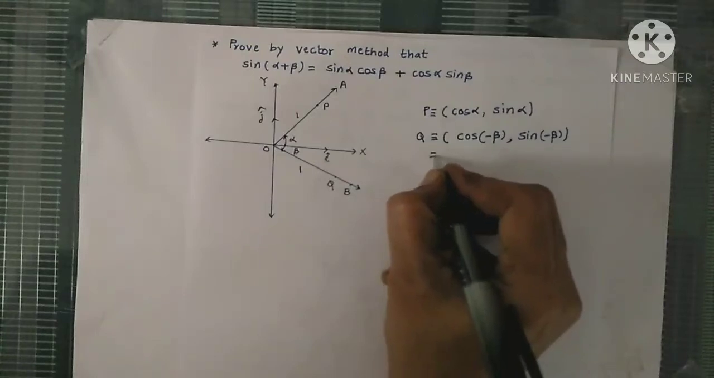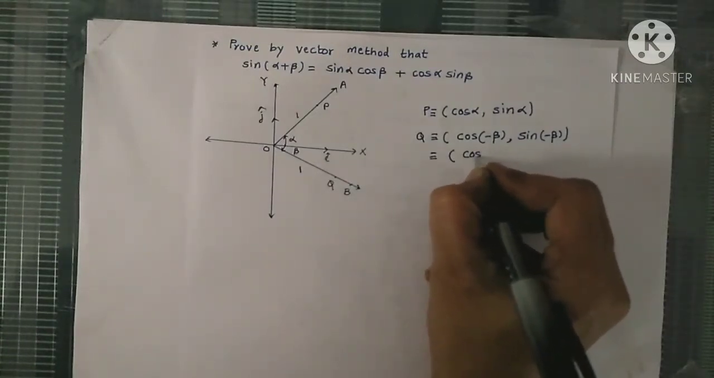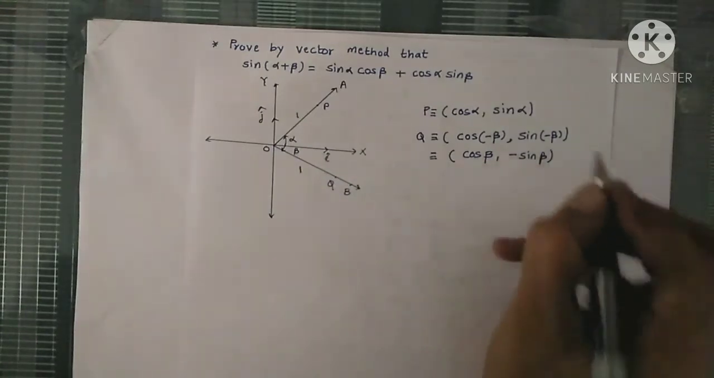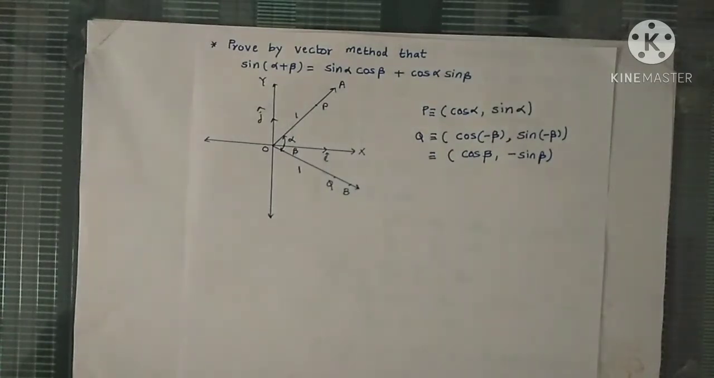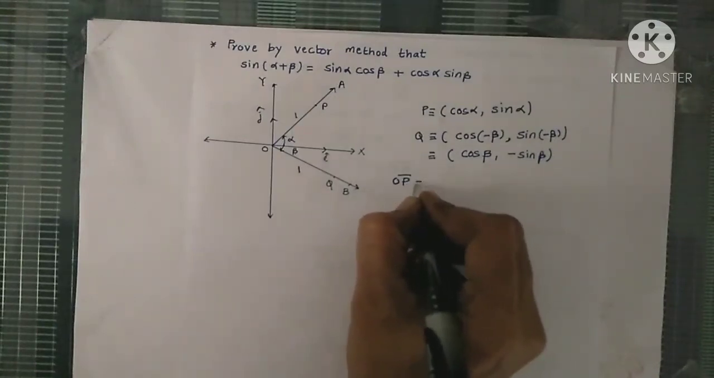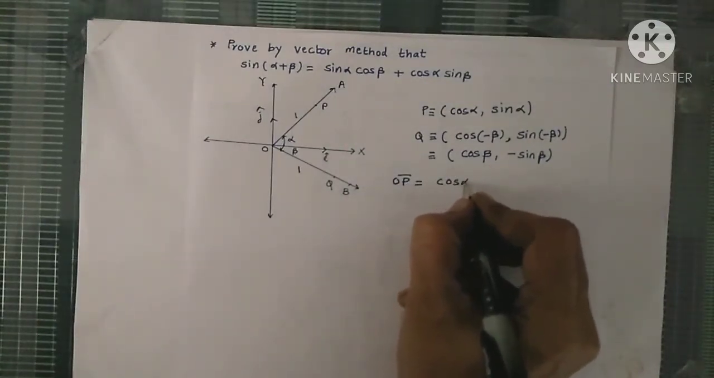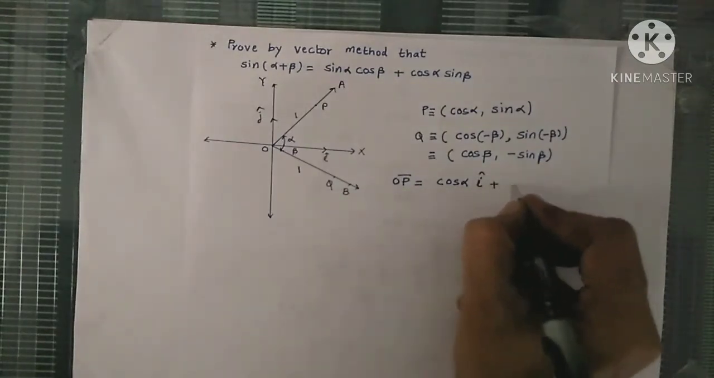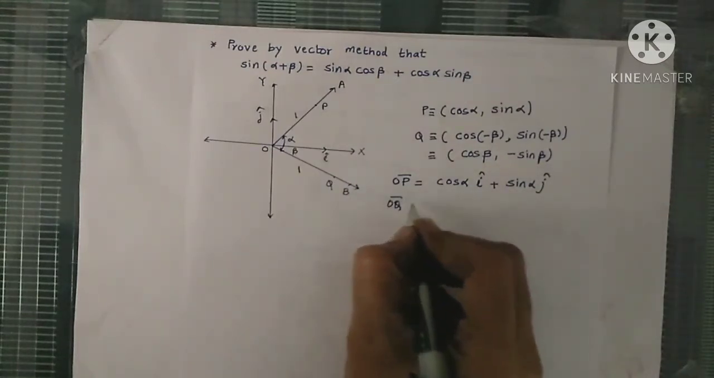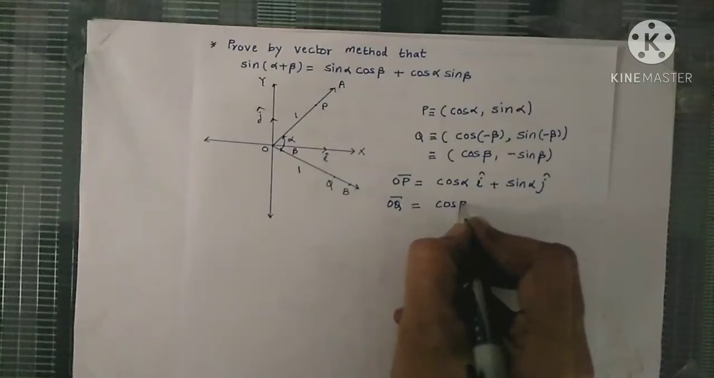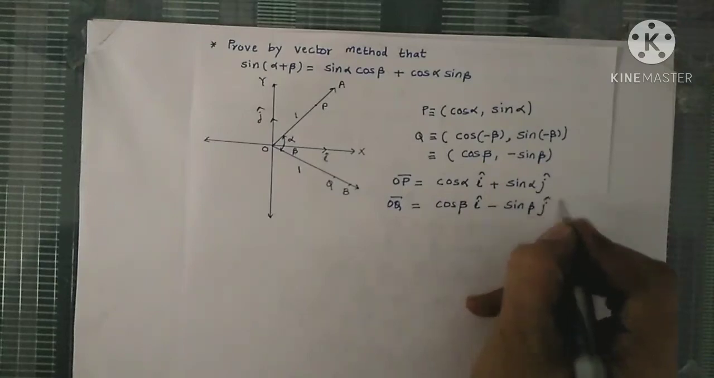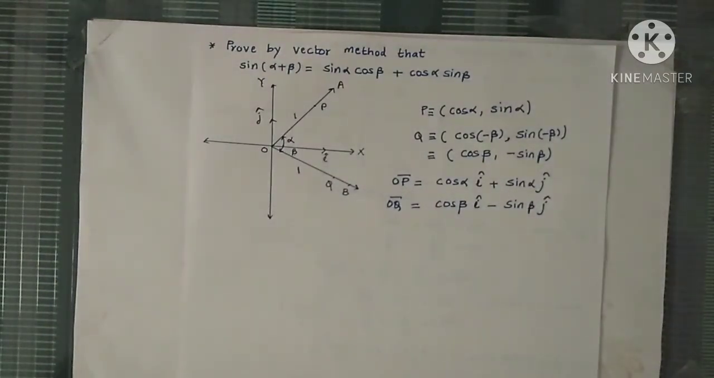So considering cos of minus theta as cos theta, this becomes cos beta. Sine of minus beta is minus sine beta. So we have coordinates of P and coordinates of Q. Now let's write OP bar and OQ bar. Since we are considering XY axis, OP bar is cos alpha i cap plus sin alpha j cap, and OQ bar equal to cos beta i cap minus sin beta j cap. So we have OP bar and OQ bar.